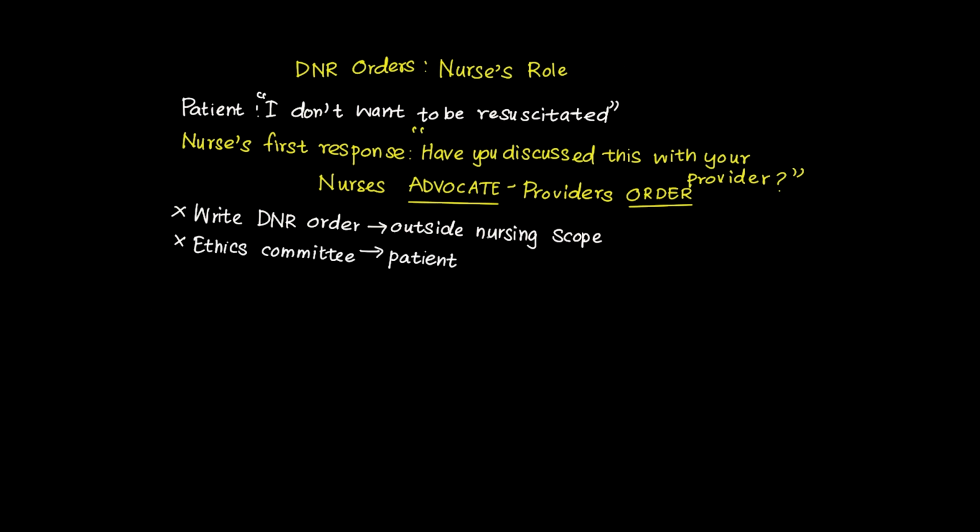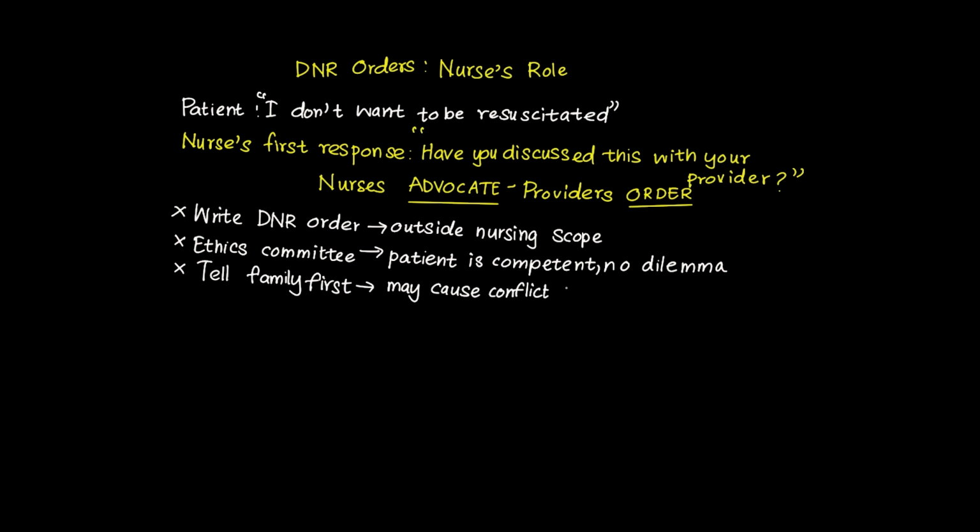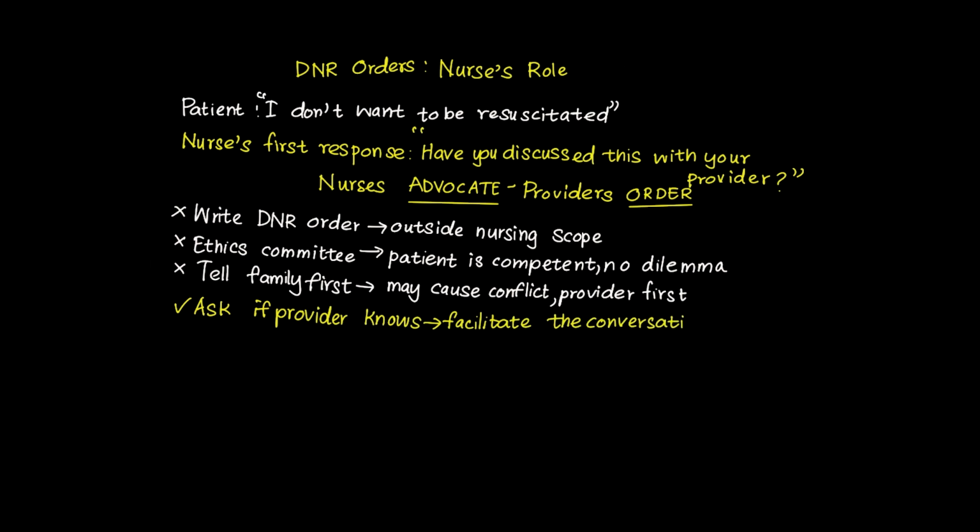Calling the ethics committee is overkill here. The patient is competent and expressing a clear preference. There's no ethical dilemma to resolve. There's just a process to follow. And telling the family before the order even exists through the provider could create unnecessary conflict. The patient's autonomy comes first, and the clinical team needs to be aligned before family is notified.